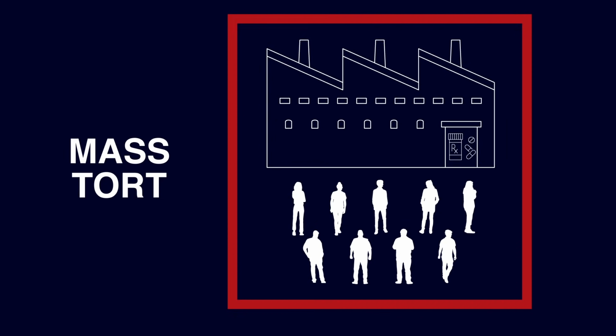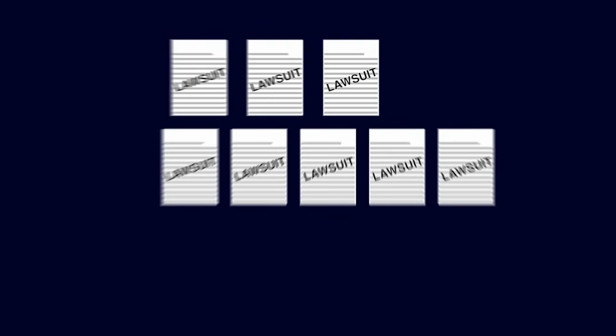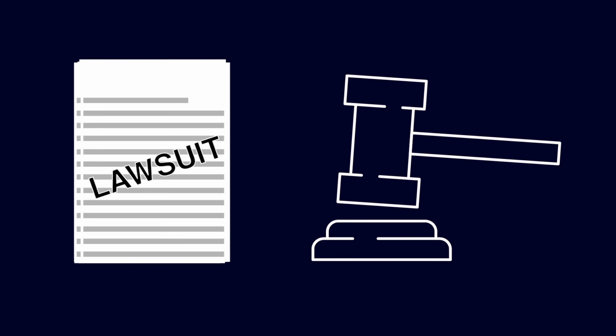In a mass tort, a lot of people still sue the drug or device company on their own. But the court groups those lawsuits together and puts them in front of just one judge, who handles things as if all of these cases were one case. This allows the cases to be handled more efficiently.